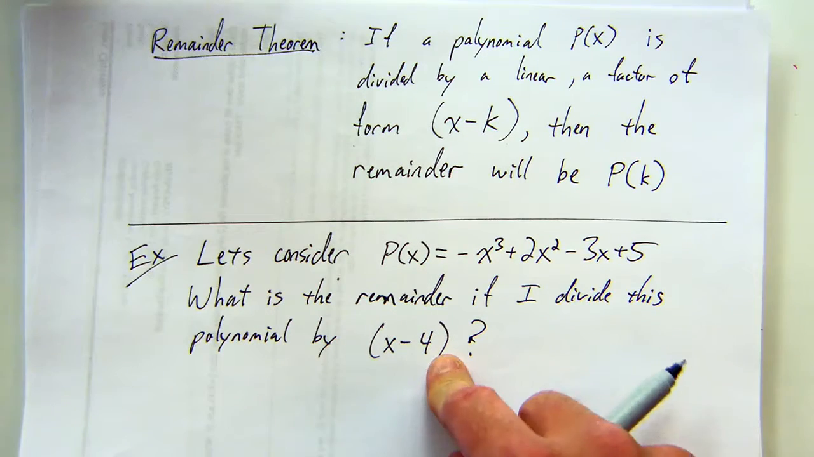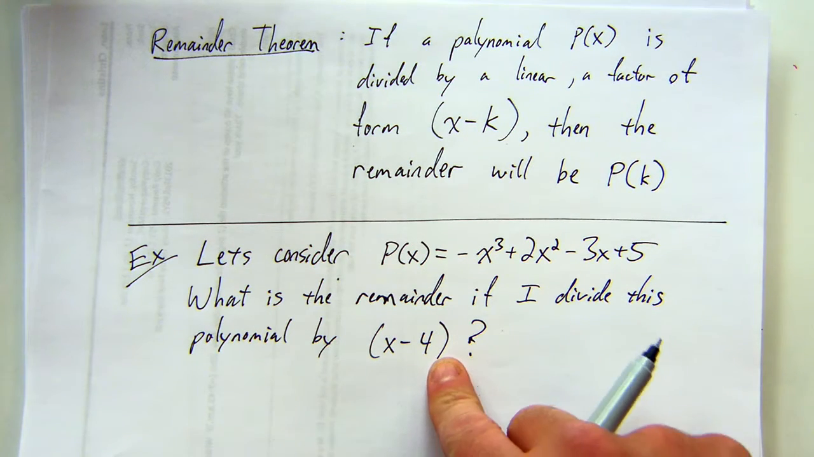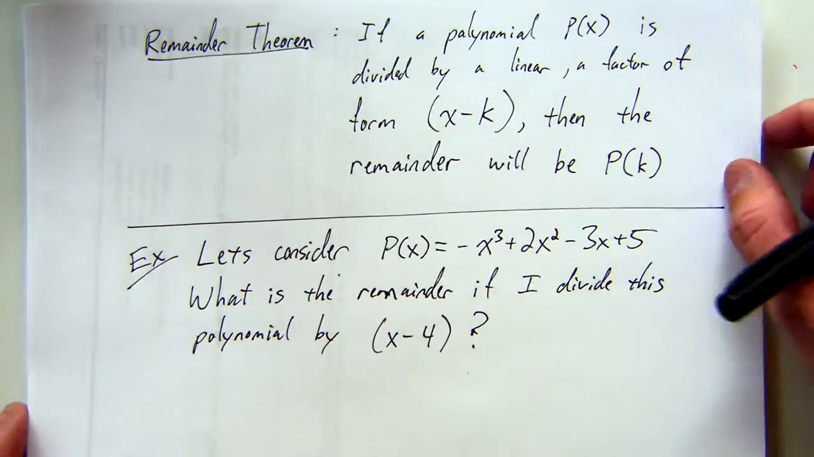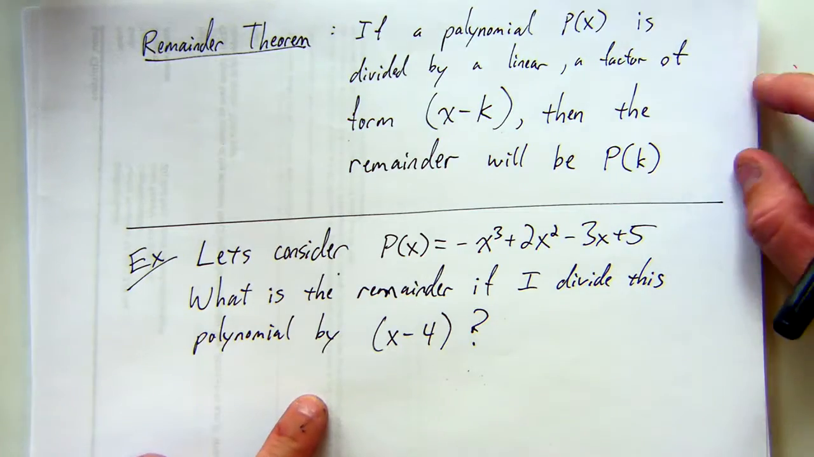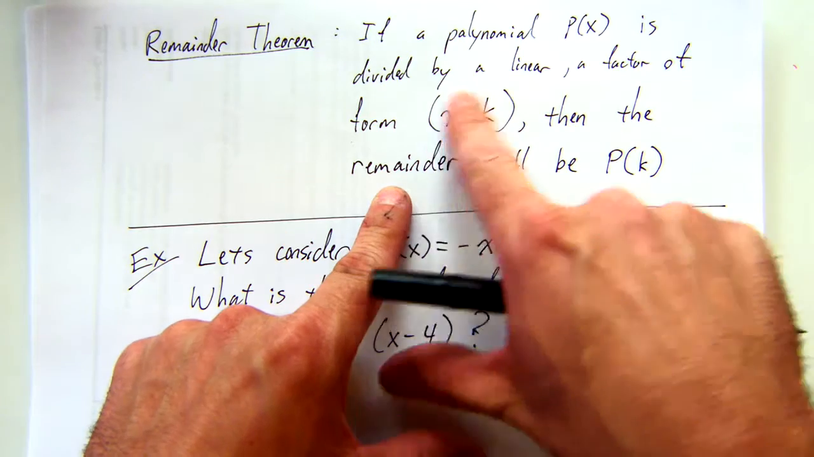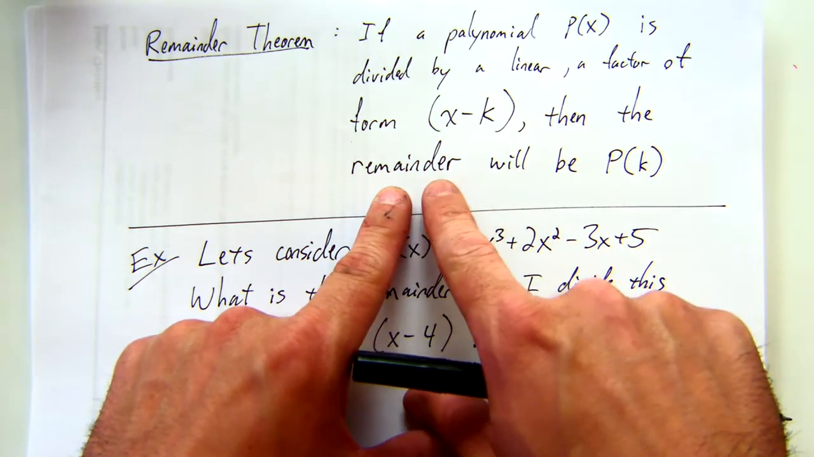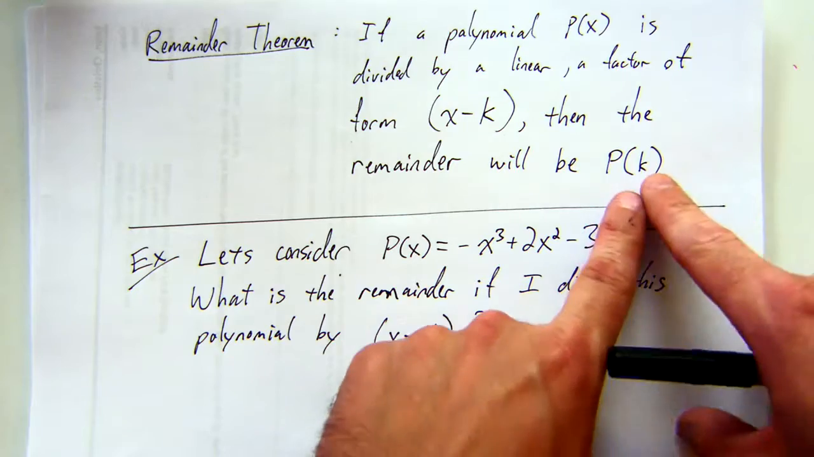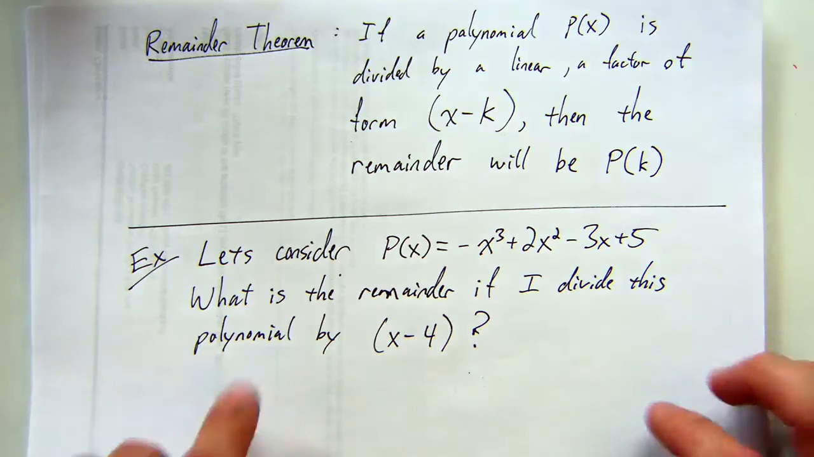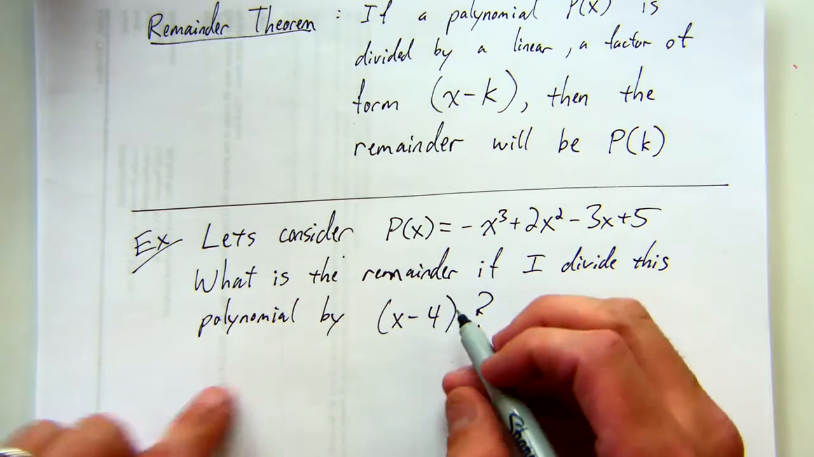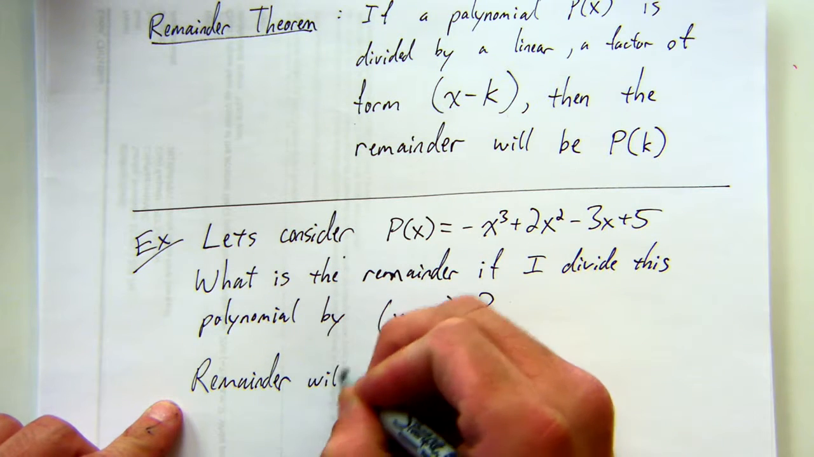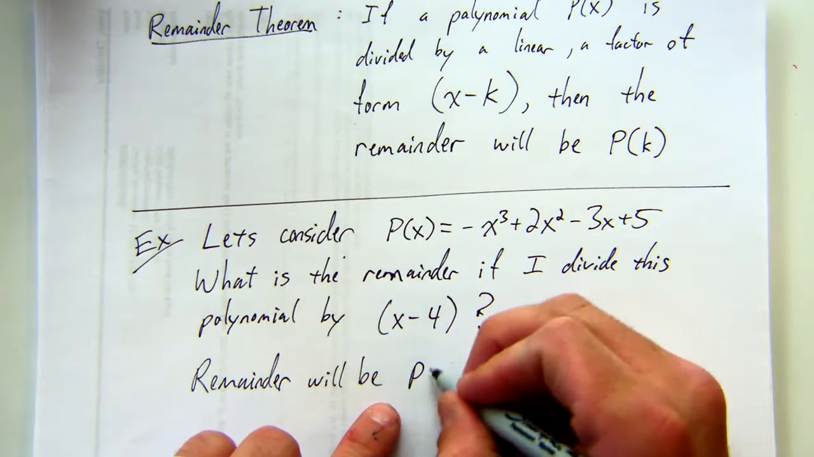Now we just learned two ways to divide. We can do long division or we can do synthetic division. You could do those, but the power of this theorem is telling you that you don't have to do those. The theorem is telling you that if you take a polynomial and you divide it by a factor of this linear form, the remainder will always be, you just plug in this k value into your polynomial. So the remainder will be, I'm going to evaluate, p of 4.